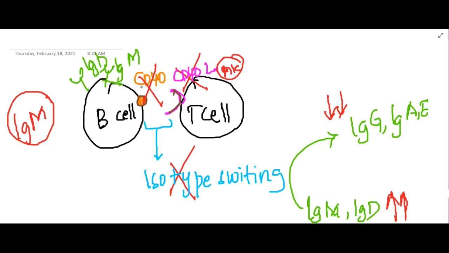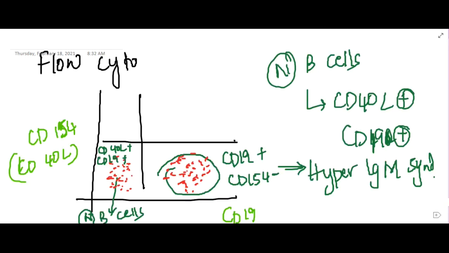But whenever there is defect in either CD40 ligand or CD40, there is no isotype class switching, and this results in increase in IgM and IgD and decrease in IgG, IgA and IgE. Thus there is increased IgM, so this is called as hyper IgM syndrome, right? So what happens in hyper IgM syndrome?